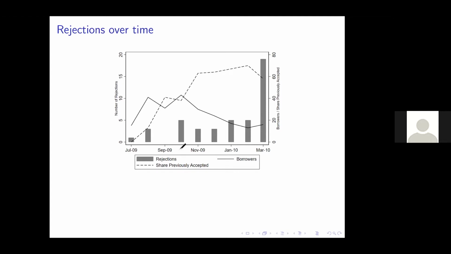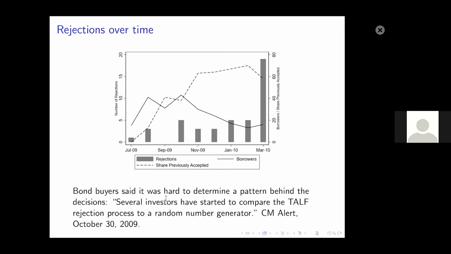And it was particularly stunning in October. You see in September 2009, there was no rejection. And then comes the so-called October surprise, where you get a couple of rejections, which is the bar. And then the solid line shows you the borrowers. So you see the number of borrowers sharply declining right after this surprise. And you see the dashed line, which indicates the share of previously accepted CUSIPs shooting up, meaning instead of bringing us new CUSIPs providing liquidity to more bonds, suddenly you bring things where you know that you are going to get money. And there's this nice market quote that basically says this rejection was a random number generator and we couldn't figure it out.